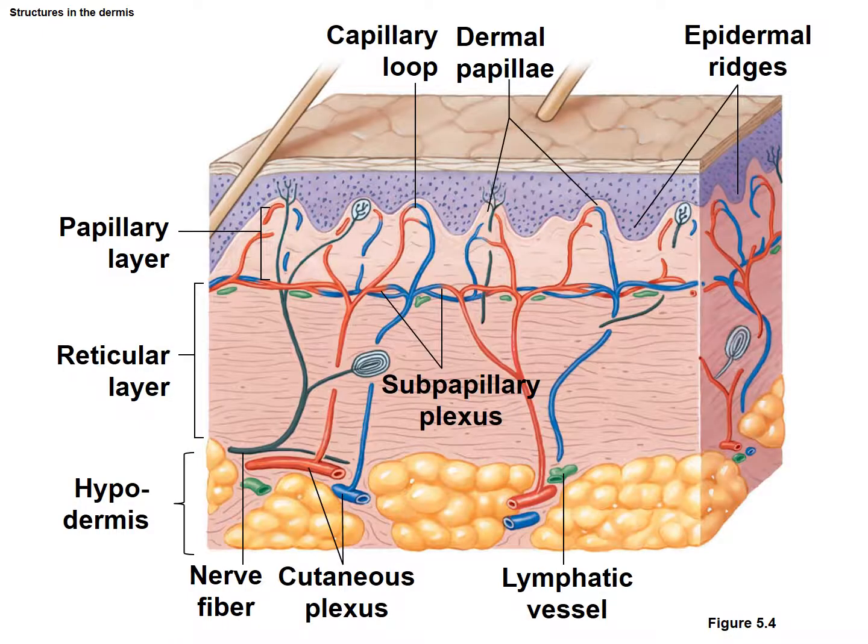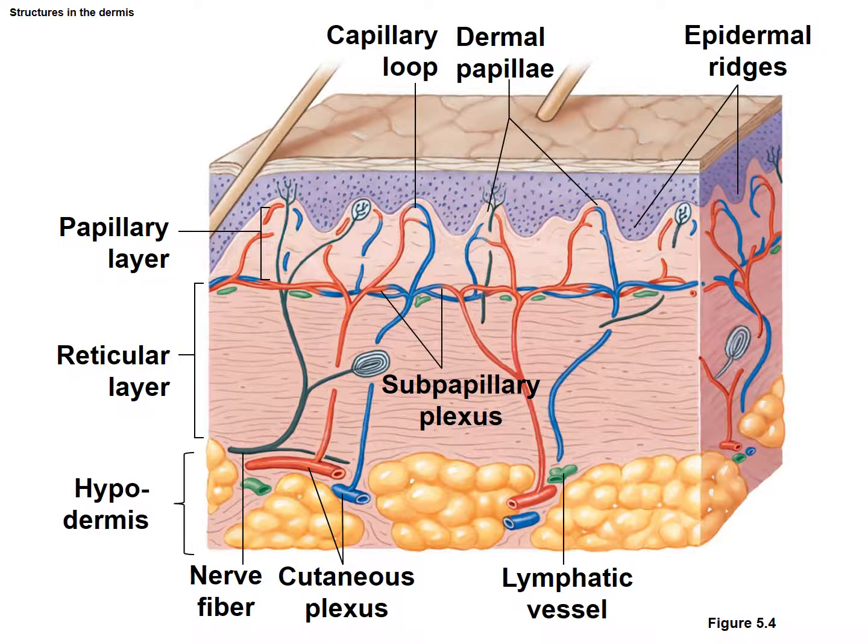Here we can see the two different layers that I mentioned earlier, the papillary layer and the reticular layer. The papillary layer is immediately adjacent to the stratum basale's basal lamina and is comprised of areolar or loose connective tissue. The reticular layer is dense, irregular connective tissue, and we can see that in its general structure.